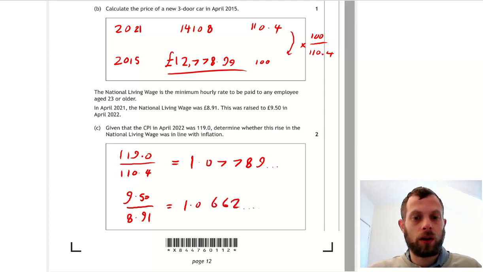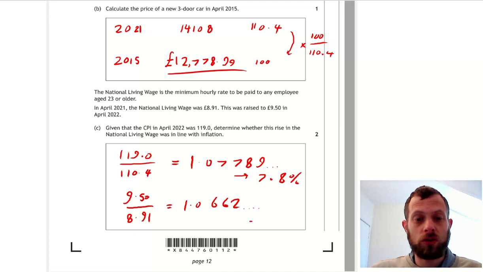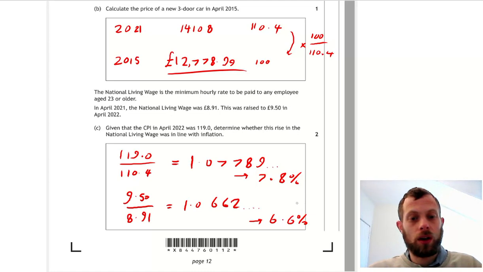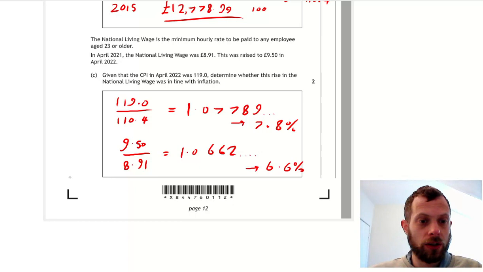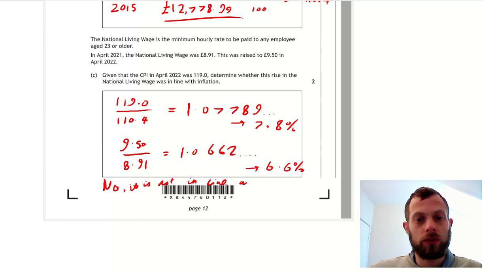So I get this 1.0662. Now interpreting what these mean, this is a 7.8% increase and this one is a 6.6% increase. So no, the national living wage has not gone up by inflation. No, it is not in line, as 6.6% is less than 7.8%.